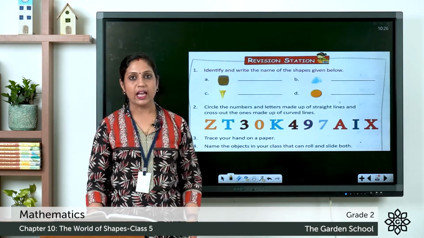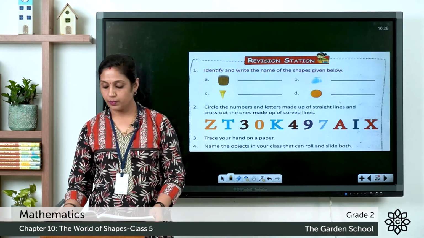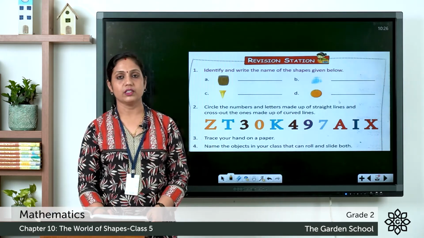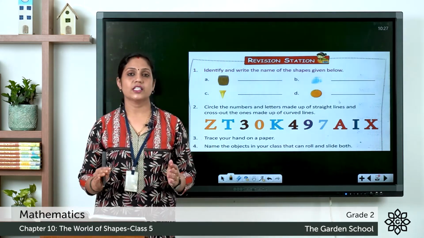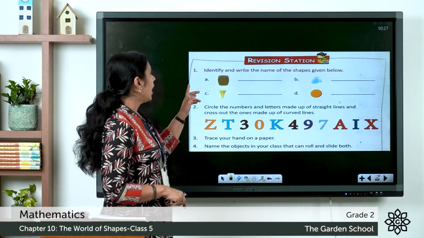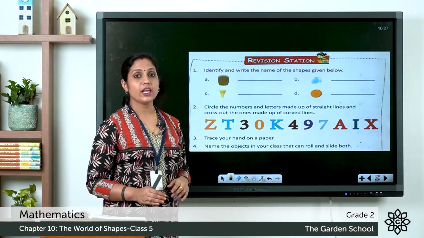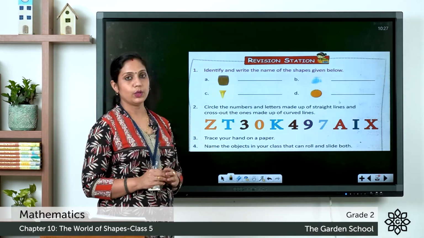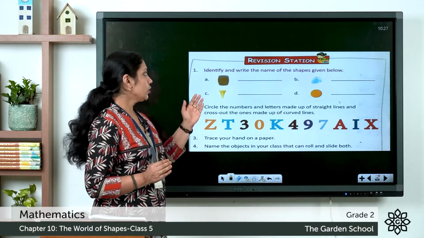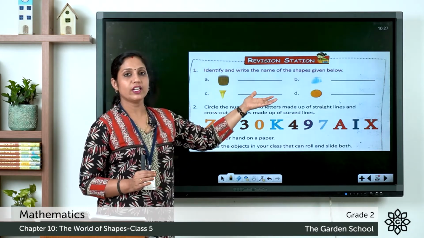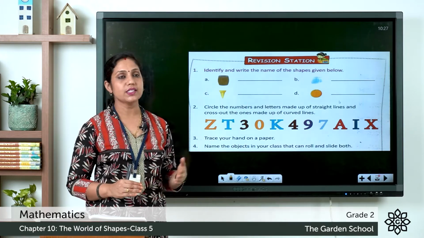The next we have revision station, page number 150. So let's start doing that. Now let's look at the first question. Identify and write the names of shapes given below. So you can see some objects are given here. We have to find out which shape it is and write here.